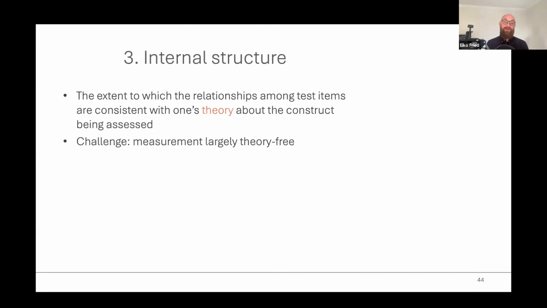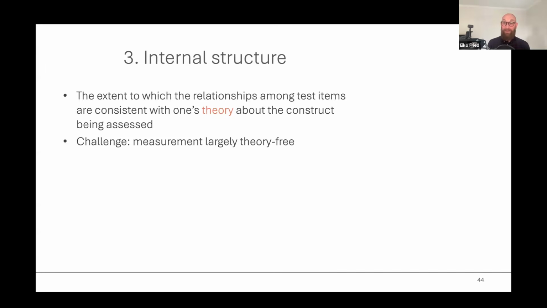Internal structure is the extent to which relationships among test items, so depression symptoms, are consistent with one's theory about the construct being assessed. The problem here is we don't have many theories. When I ask people what depression is, they give me the DSM criteria for depression. But that is not a theory, that is an operationalization. The DSM says here's how you measure depression, but it doesn't tell me what depression is.